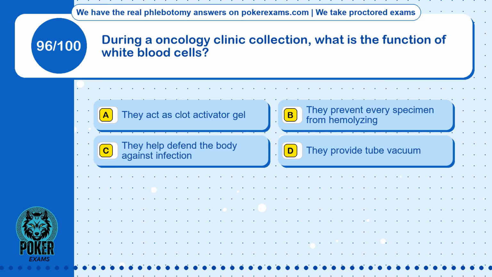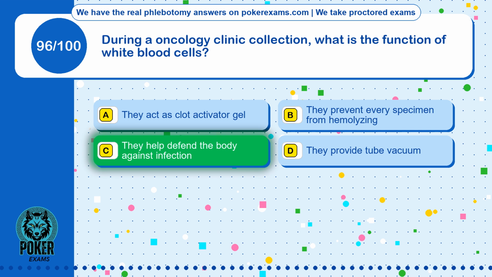Question 96. During an oncology clinic collection, what is the function of white blood cells? Option A. They act as clot activator gel. Option B. They prevent every specimen from hemolyzing. Option C. They help defend the body against infection. Option D. They provide tube vacuum.